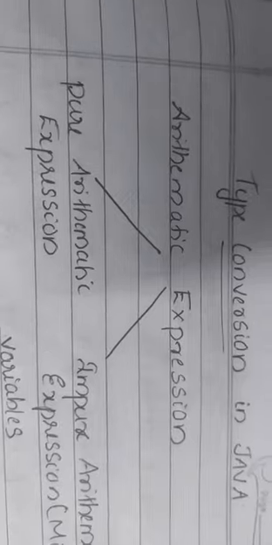As you all know, an expression in Java is a combination of variables, operators and constants. So this is an expression: a plus b into c minus 4. Here a, b and c are variables, plus and star are operators, and 4 is the constant. So this is an expression.